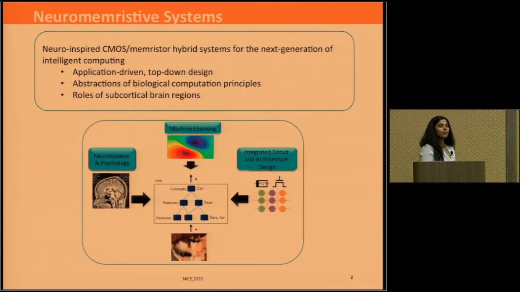Here is a high-level overview of how we work with researchers from neuroscience and psychology who give us guidance on the operating principles, and we work with machine intelligence or machine learning folks from Rochester Institute of Technology itself who give us inputs on the algorithms, and our expertise is on the integrated circuit and architecture design.